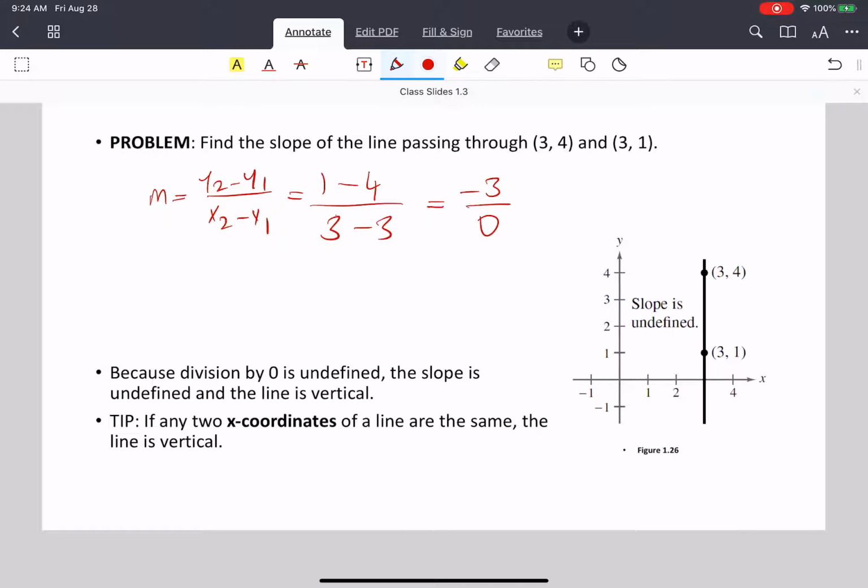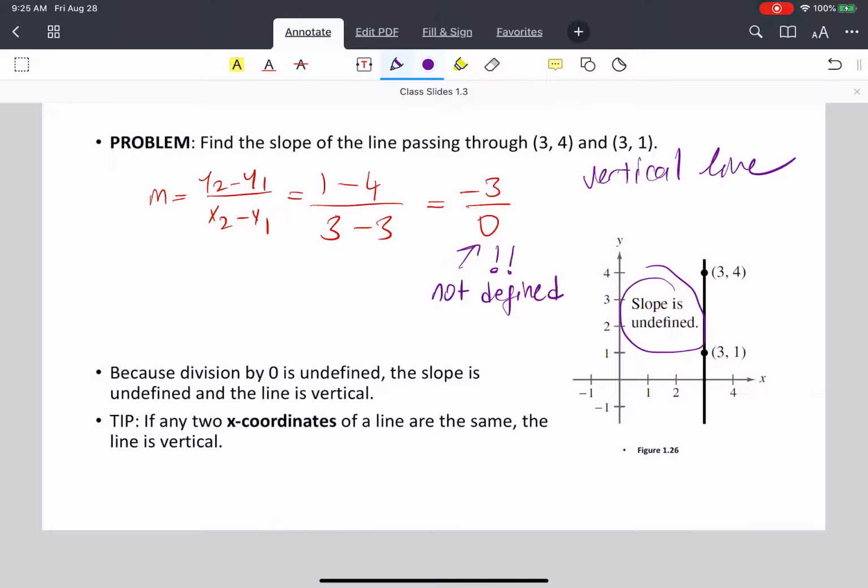So you realize we have 0 at the bottom. This is not good. This is alarming. We cannot have 0 in the denominator. This is not defined. So what that means is that the slope is not defined. We're going to say the slope is undefined. What that would mean is that this has to be a vertical line. Because division by 0 is undefined, the slope is undefined, so the line has to be vertical.